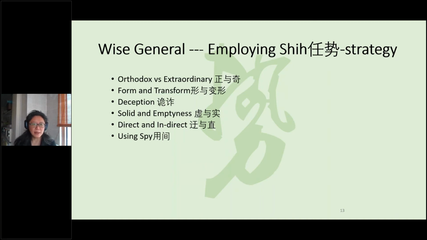Orthodox and extraordinary actually says that in order to win, we start planning our victory from the level of mindset. Use what's normal and what's predictable, expected, to start engaging, and then use the surprising and unpredictable part to gain victory. A very good example of using this in daily life would be the story of Marla Collins.